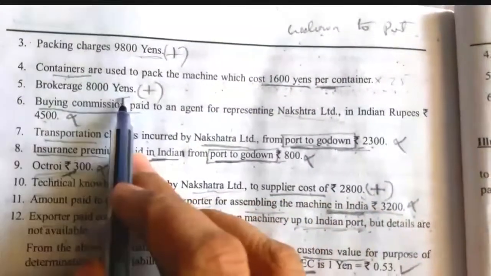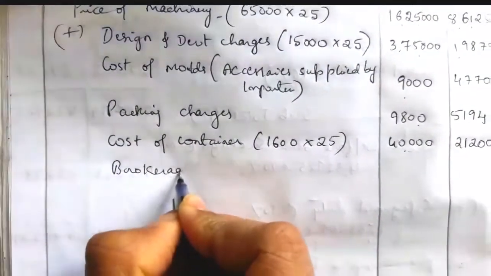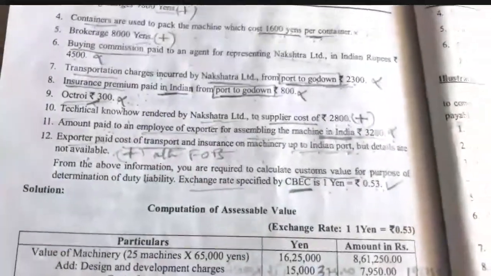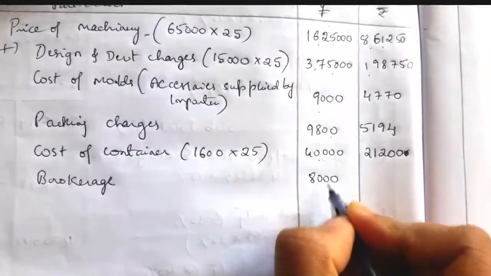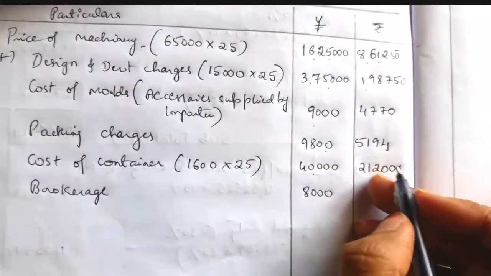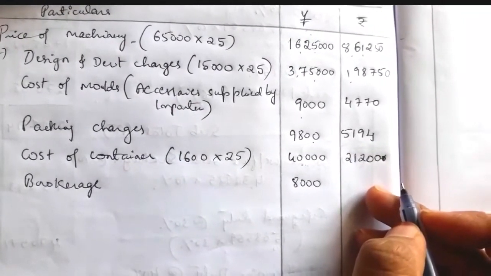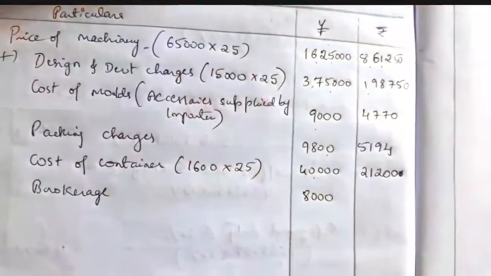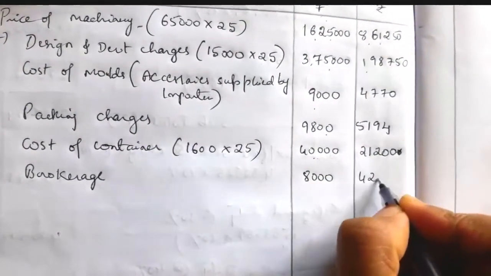Next is brokerage incurred outside India, 8,000. We have to take brokerage. So what is the value given? Brokerage, that is 8,000 yens. So write the amount in the yen column, 8,000. Now convert that 8,000 into Indian rupee, that is 8,000 into 0.53, which is equal to 4,240.